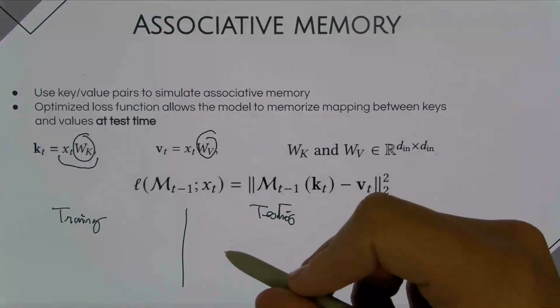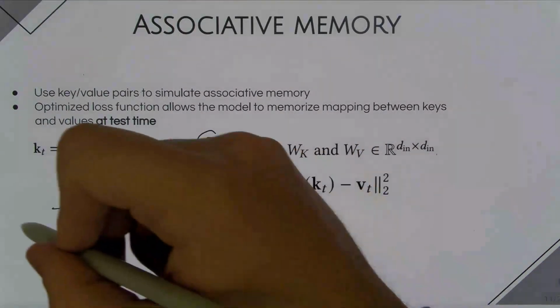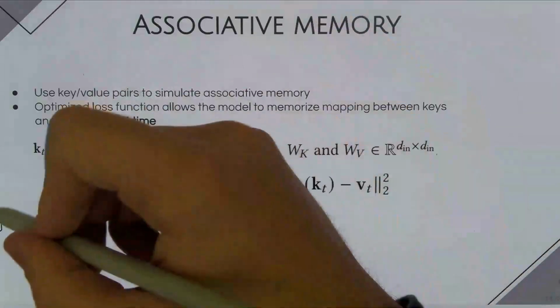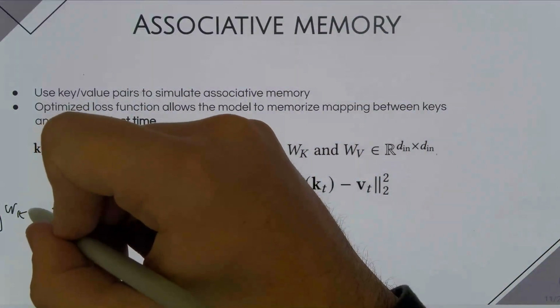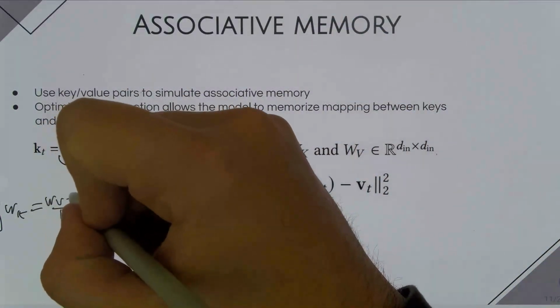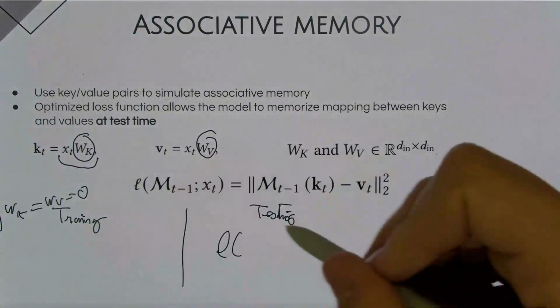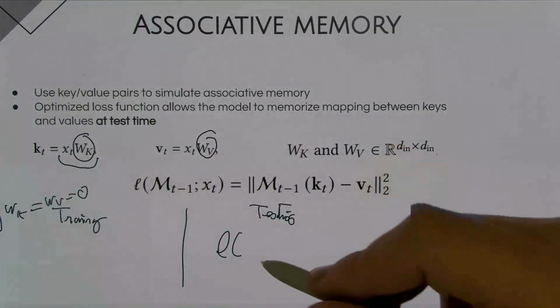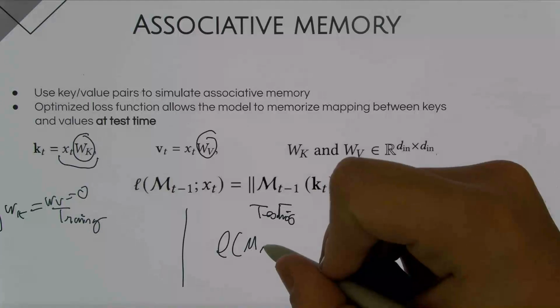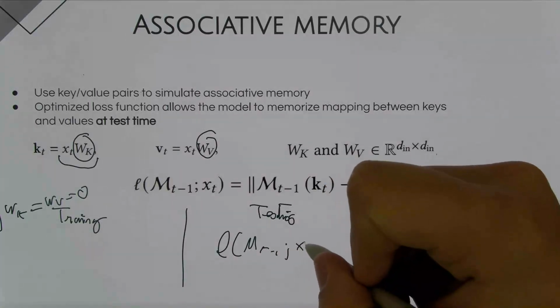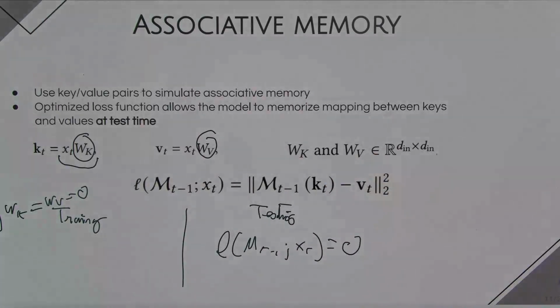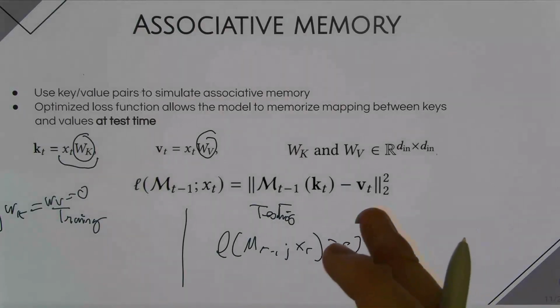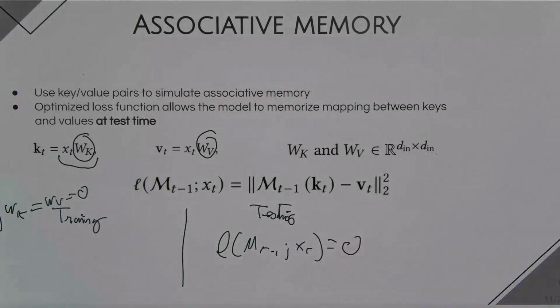The loss with respect to testing, if WK is equal to WV, which is equal to 0, during training, I'll actually start with testing. During testing, you're going to have L of M_{t-1}, x_t. That's actually going to be 0. You're completely correct. But during the main training, having that 0 loss is pretty bad because it means you're effectively telling your model, oh, you're perfect all the time. But your model isn't going to be perfect all the time.